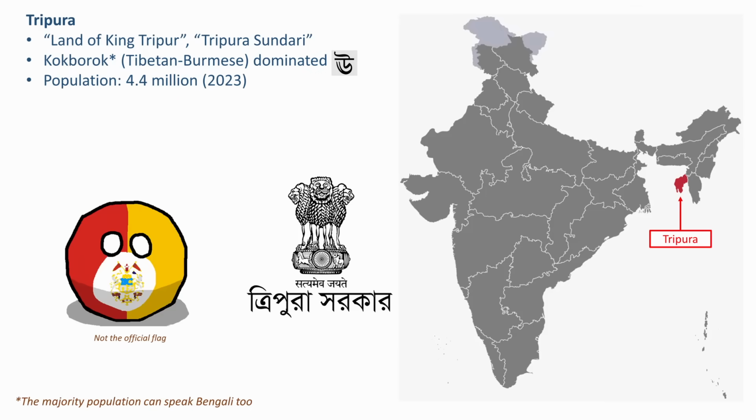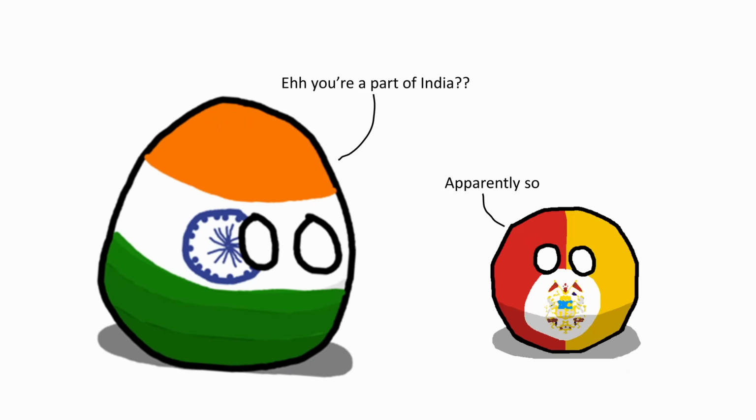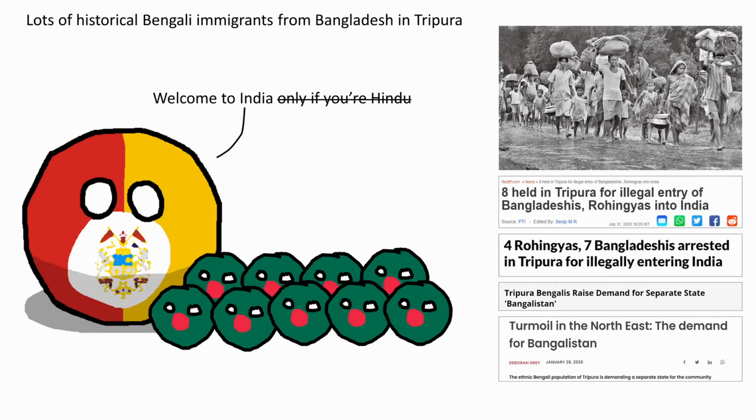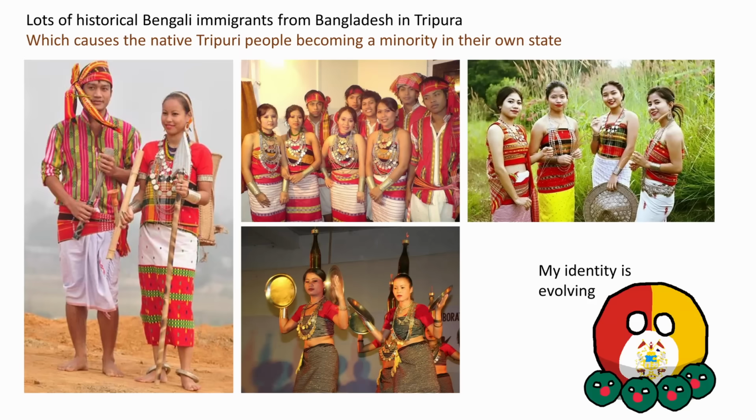Tripura is just kinda there, and some Indians are not even sure why it is there other than generating some funny jokes. It has lots of immigrants from Bangladesh, which made the natives becoming the minority in their own state.